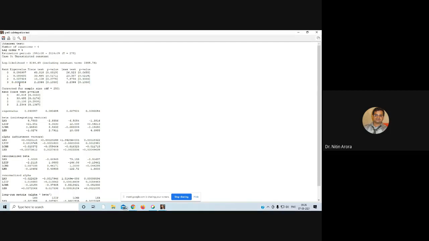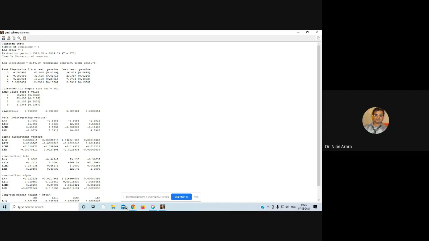Then we have eigenvalues for each rank of the matrix. We have trace statistics computed for each rank. We have lambda max test computed for each rank. And obviously, I had given you in that paper the two statistics, trace test and lambda max test. Both tests are available. You can see their p-values also.